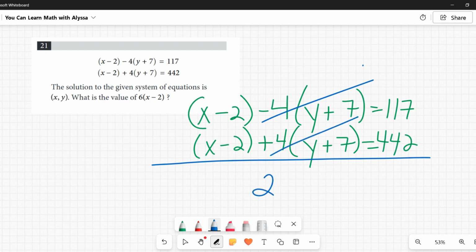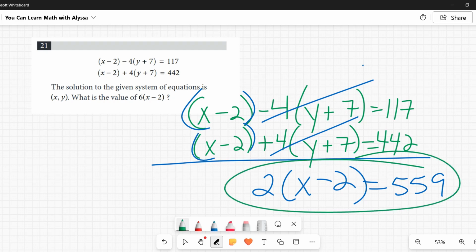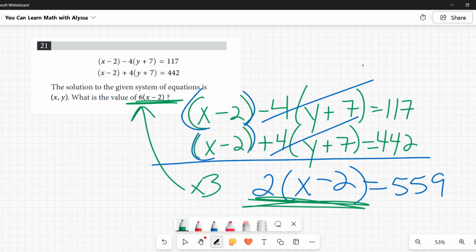I am left with 2 x minus 2's, one here and one here. And then I add 117 and 442 together, and I get 559. So now, 2 times x minus 2 equals 559. That looks awfully close to up here, 6 times x minus 2. How do I get from 2 x minus 2's to 6 x minus 2's? I need to multiply by 3.